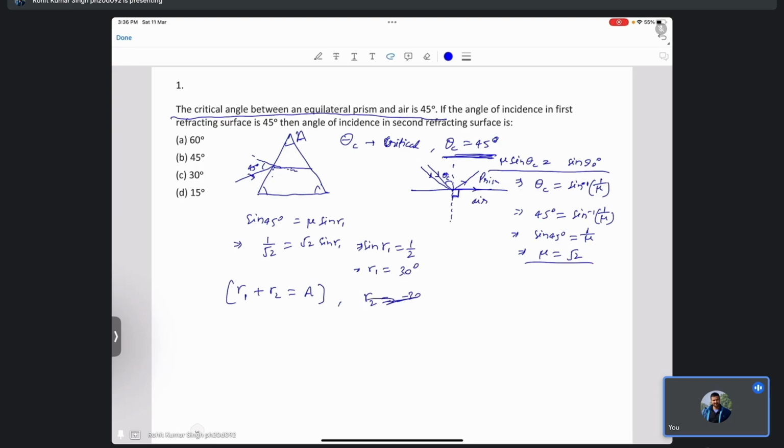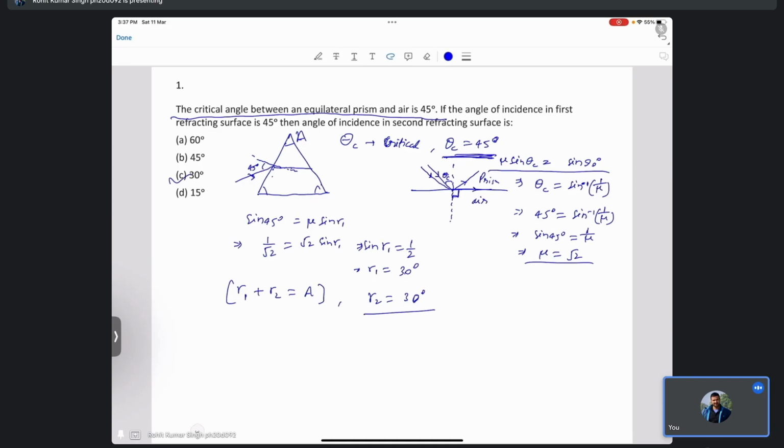Yeah. So then R2 will be 60 minus 30. No, sorry. R1 is 30. A is 60. So R2 will be 30, right? Yeah. Now it's correct. So then we have R2 as 30 degrees. So this C option is correct, right?